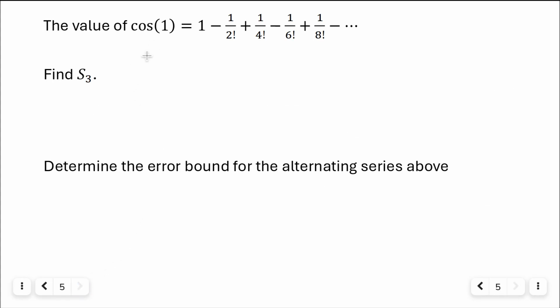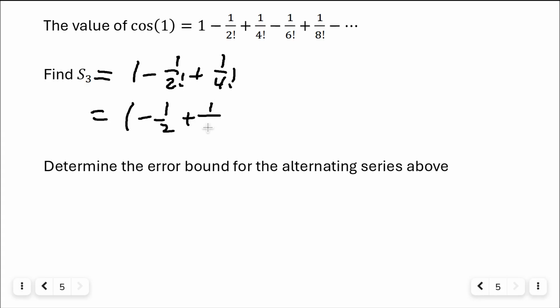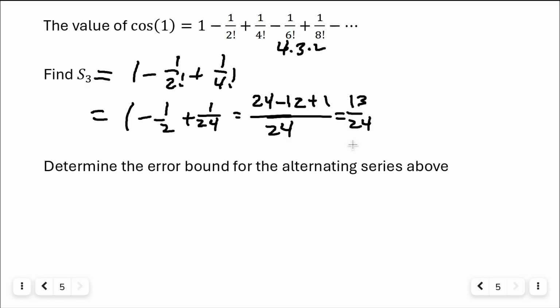So the value of cosine of 1 is given by this set of terms. I want you to find for me S sub 3. Well, S sub 3 would be 1 minus 1/2 factorial plus 1/4 factorial. So that would be 1 minus 1/2 plus 1 over, I got to do 4 times 3 times 2. So that's 24. So let's see, make 24 the denominator. So we have 24 over 24 minus 12 over 24 plus 1. So that's 25 minus 12, 13 over 24. So S sub 3, the third partial sum, is 13 over 24.